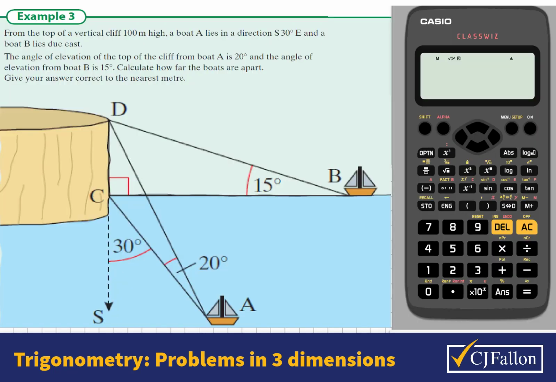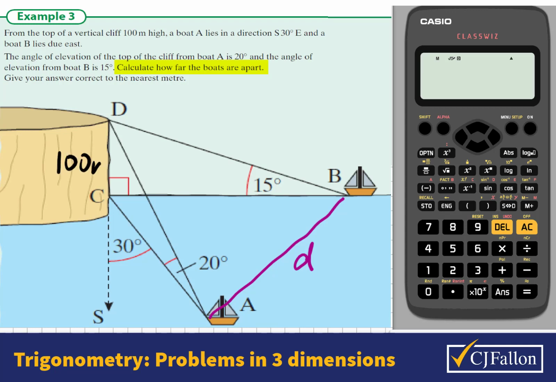From the top of a vertical cliff 100 meters high, a boat A lies in the direction south 30 degrees east and boat B lies due east. The angle of elevation of the top of the cliff from boat A is 20 degrees and the angle of elevation from boat B is 15 degrees. Calculate how far the boats are apart and give your answer correct to the nearest meter.